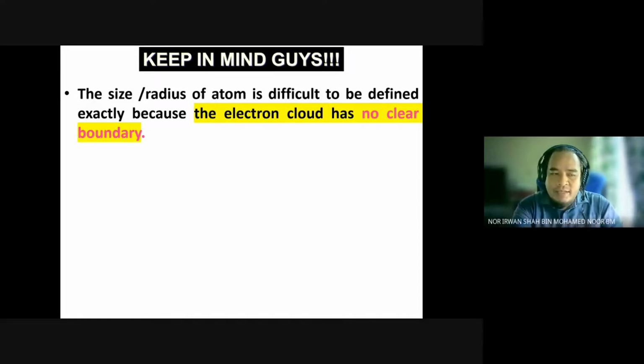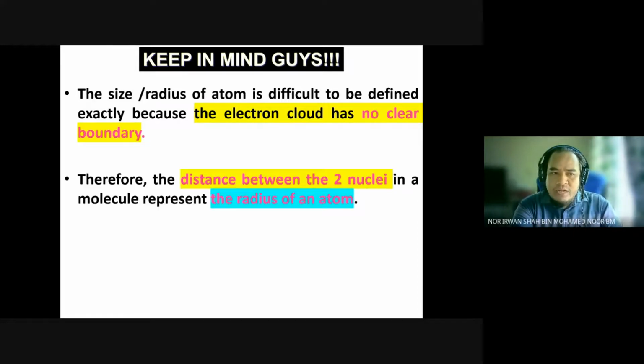Cuma guys, walaupun kita tak boleh nak tentukan exactly, jadi macam mana biasanya cara kita tentukan size of atom? Okay, dia macam ni. Biasanya untuk kita nak tentukan atomic size ni, kita tak tengok pada atom. Normally kita tengok pada molekul. Sebab kita tahu dalam satu molekul, katalah satu molekul itu ada 2 atoms. There are 2 atoms in the molecule. So apa kita buat adalah guys, kita tengok jarak tu. The distance between the 2 nuclei. Nuclei adalah plural bagi nucleus. Jadi ada jarak antara 2 nucleus yang membentuk molekul itu.